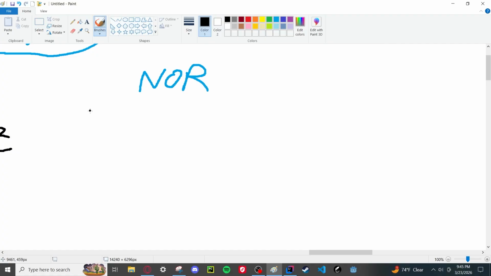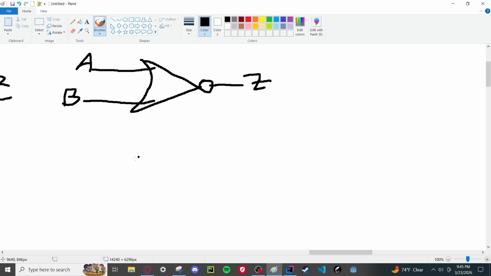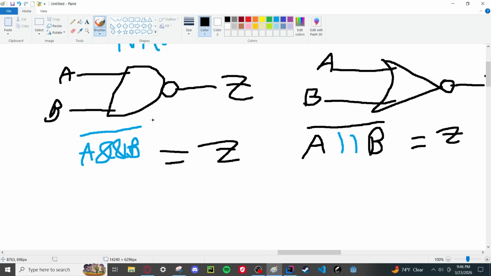Again with NOR, it's going to be A, it's going to be B, and you can kind of already guess what this will look like. It'll look like this with a little dot here. And then you can say A or B. So you could have A or B is equal to Z, and A or B not. Just real quick, this little top bar I'm drawing is not.